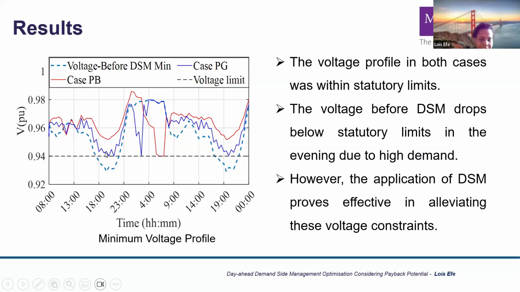Why would we have different graphs for PG and PB? It was due to the flexibility available at different points. Remember that for case PG, we had only 16 load buses available at each time step, but for case PB, we had 32 load buses available for flexibility. So that's why we had the difference there.